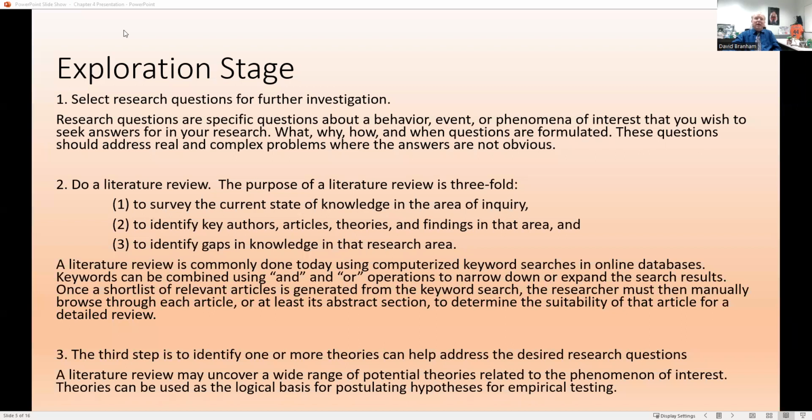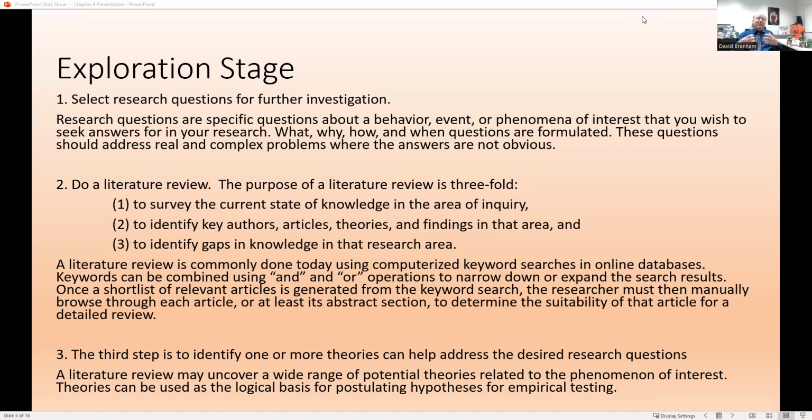Now, the exploration stage, to get into more detail, what you do is you select questions for further investigation in this stage. Research questions are specific questions about a behavior, an event, or a phenomenon of interest that you wish to seek answers to in your research. What, why, how, and when questions are formulated in these. What is going on here? Why is this happening? How is this coming about? These are the types of questions that you have in these research questions.